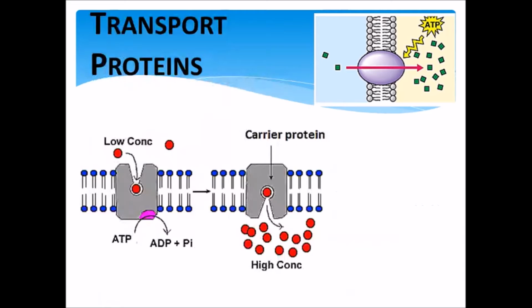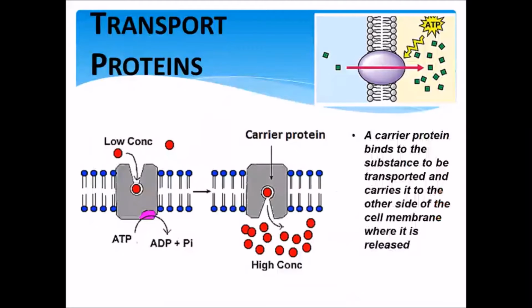Active transport is also accomplished by a different class of membrane proteins called carrier proteins or transporter proteins. A carrier protein binds to the substance to be transported and carries it to the other side of the cell membrane, where it is released.